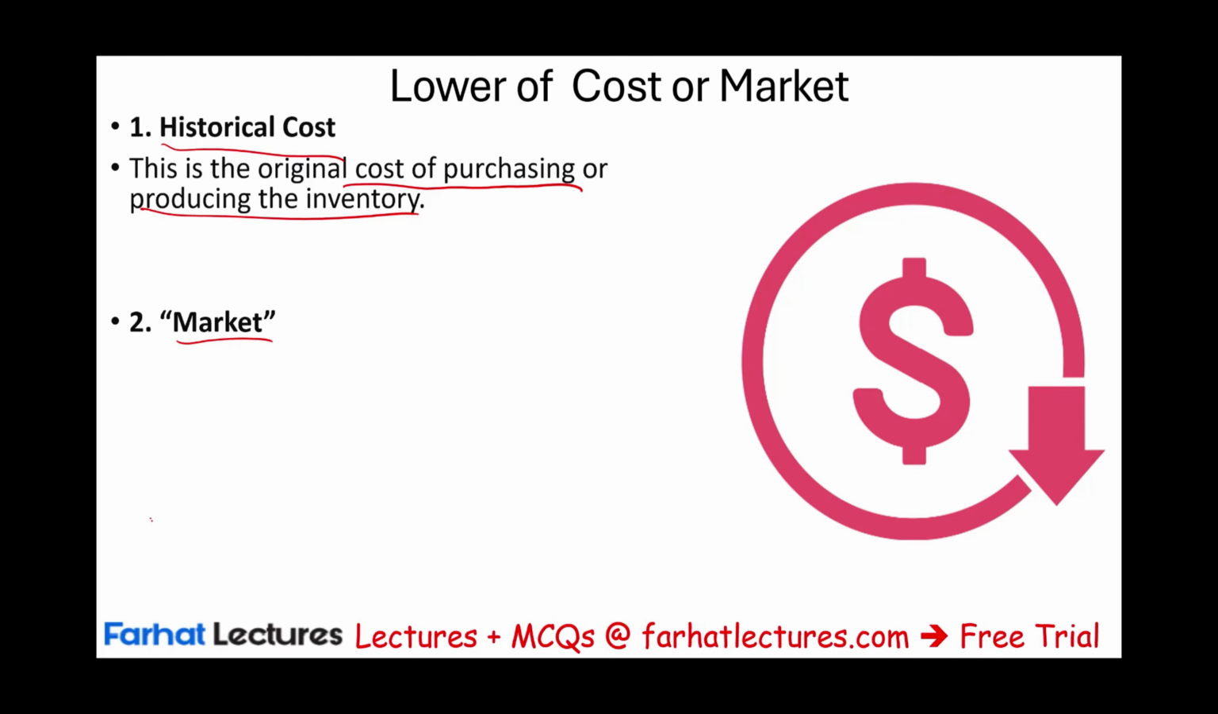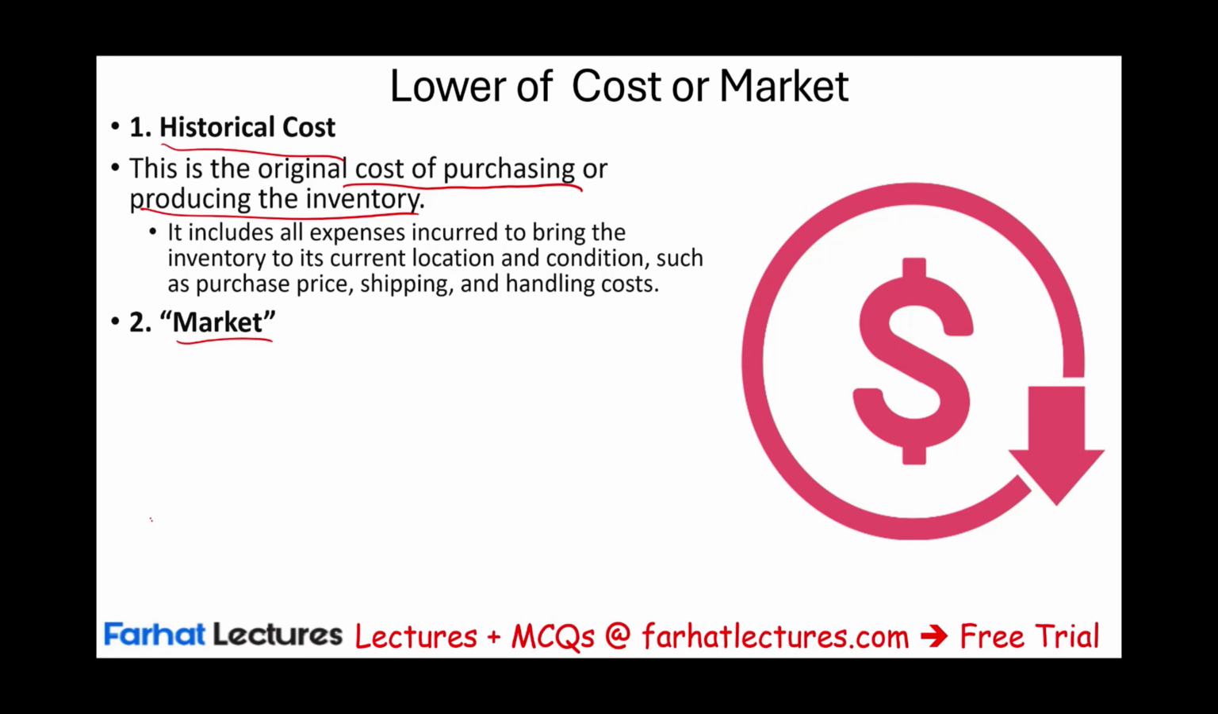What would it include? It would include expenses to bring the inventory to its current location. And as we learned about inventory, the purchase price, the shipping, the handling, if you have to pay taxes, if you have to pay insurance during transit. Those are all part of the historical cost, how much you paid for this item. So you have to choose between one, historical cost, and two, market.